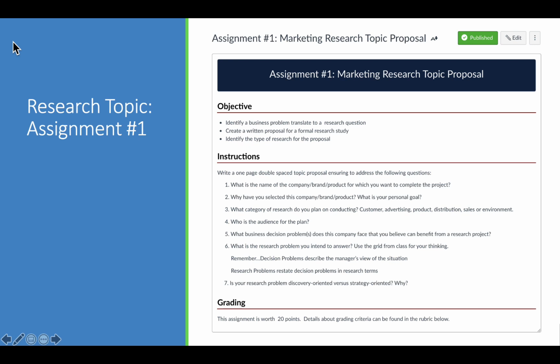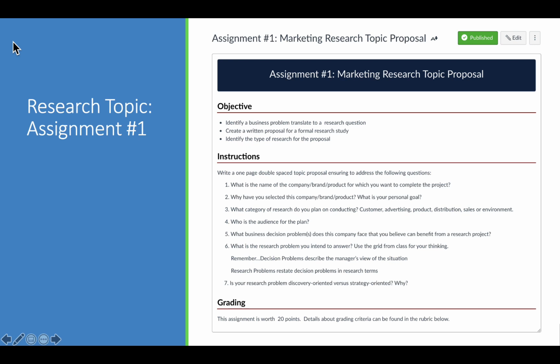Again, this is the business decision. And then what is the research problem or the research question you're intending to answer? So use the grid from last class to help you with your thinking here. Remember, the decision problem describes the manager's view of the situation. The research problem restates the decision in research terms and questions. And then I want you to tell me, is this a problem discovery oriented versus a strategic oriented, and why?